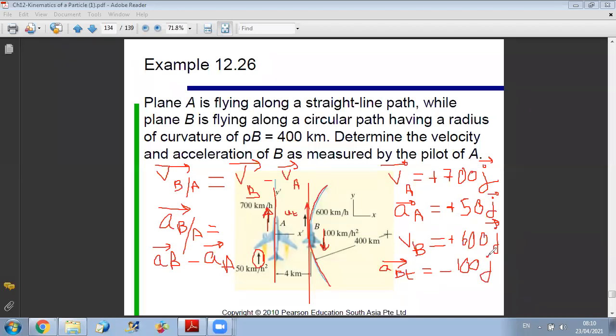While AB normal is perpendicular to UT, directed towards the center of curvature. So this is UN. So ABN will be along UN, directed towards the center of rotation. And to get its magnitude, we have the velocity at B. And of course, we divide VB squared by the radius of the circle.